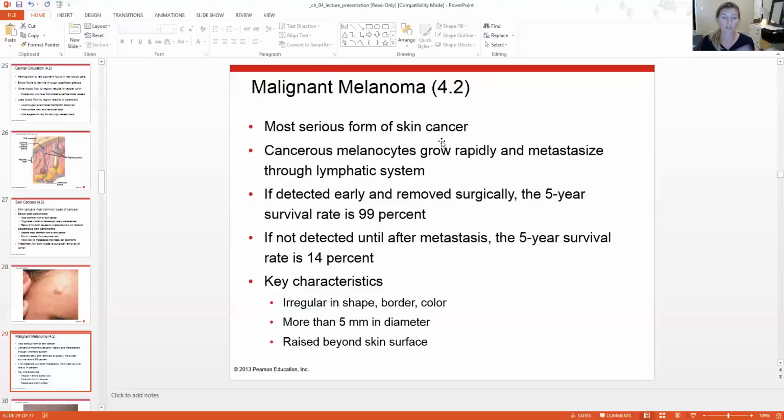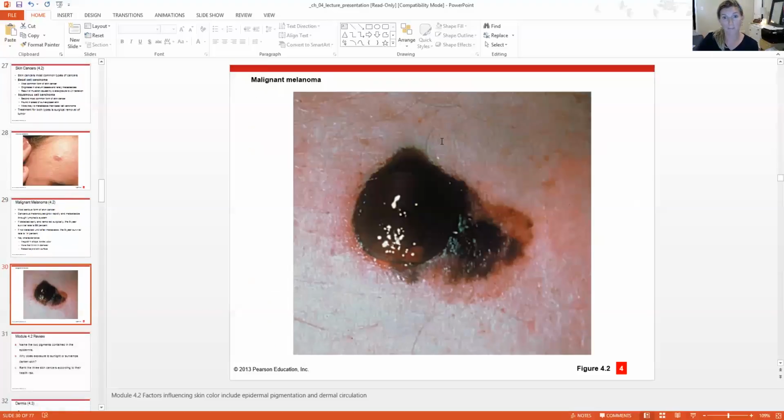Key characteristics is just understanding what moles and skin irregularities should look like: if they're irregular, if they have irregular color, irregular border, or if they're changing, or if they're raised. You should be getting them checked out and maybe even biopsied.